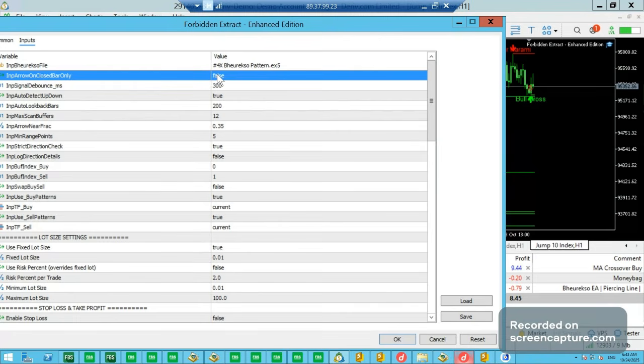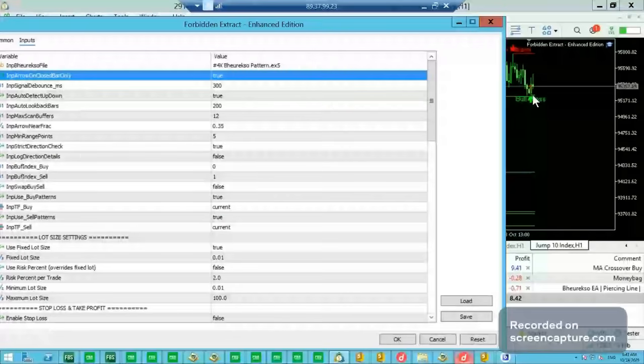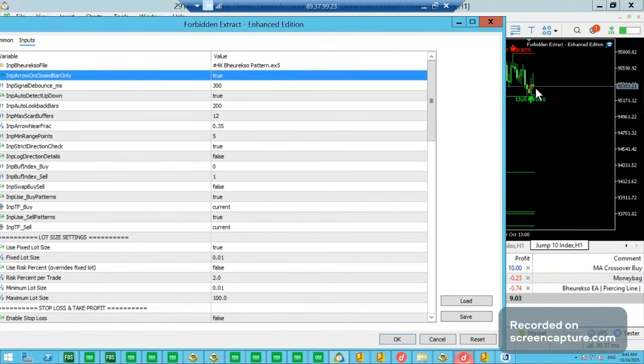But if you set this to true, EA will wait for this particular candle to close and wait for new candle to open before it will execute. It will execute based on this new candle. But if you set to false, it will execute immediately the arrow pops up. That is the function of that one.